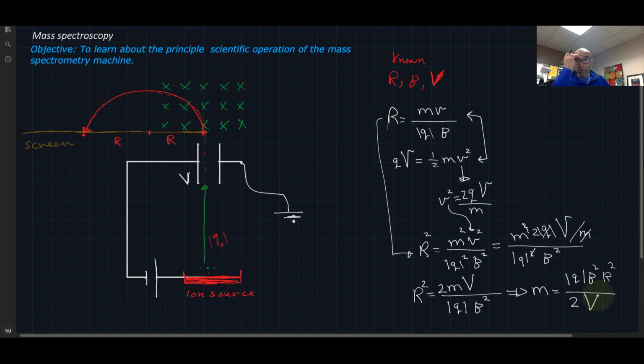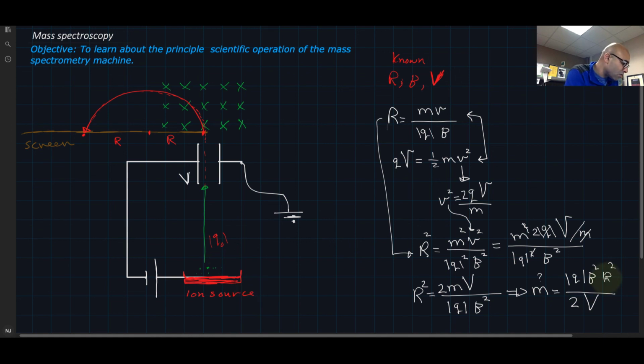Now let's check what we know and what we don't know. We need to know the mass. Do we have the charge? Yes, because when you make an ion, you know if it was +1 or +2 or -3 or whatever. +1 means it has lost an electron, so the charge on it is 1.6 times 10 to the -19. If it's +2, it lost 2 electrons, so the charge is 2 times 1.6 times 10 to the -19, and so forth.